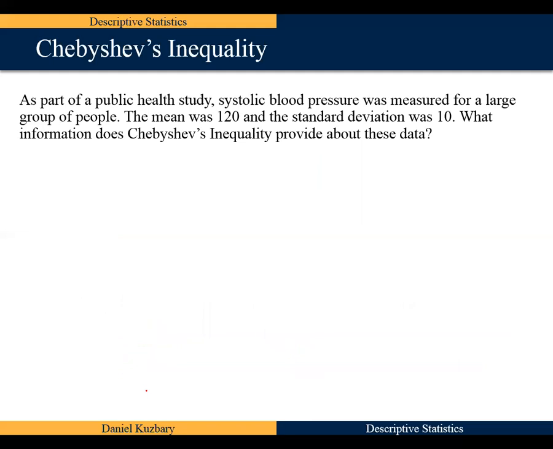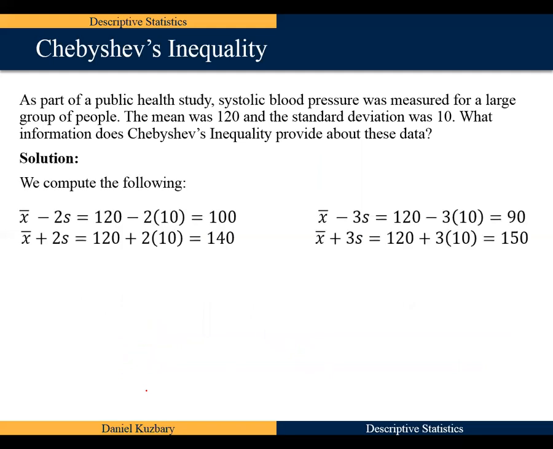So let's look at one of these real quick. As part of a public health study, systolic blood pressure was measured for a large group of people, and the mean was 120 and the standard deviation was 10. And we want to use Chebyshev's inequality to talk about the data. Okay, so we have a sample mean of 120. Let me write it down like this. So we have the sample mean of 120, and the sample standard deviation is 10.